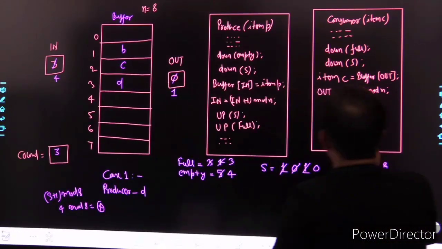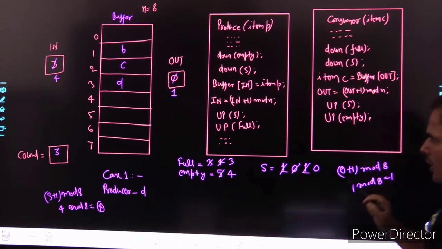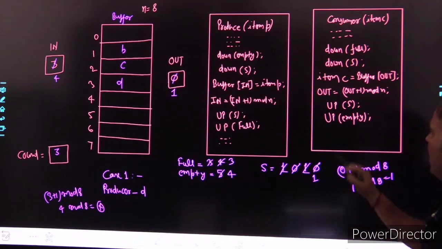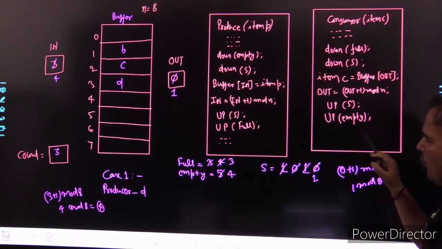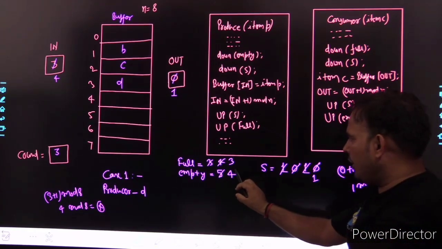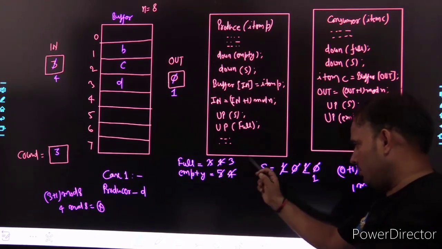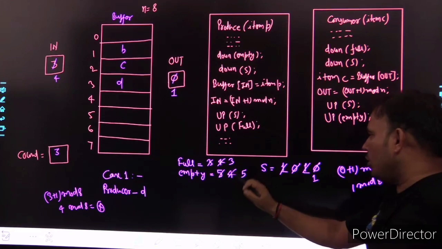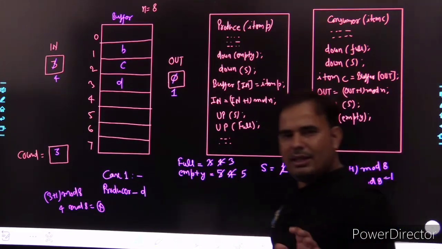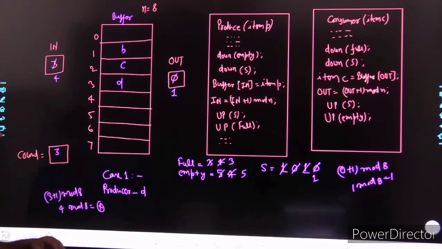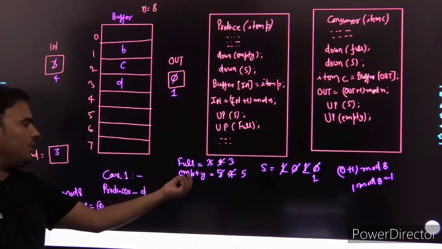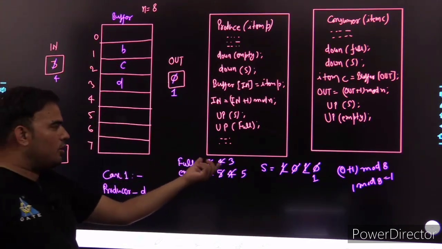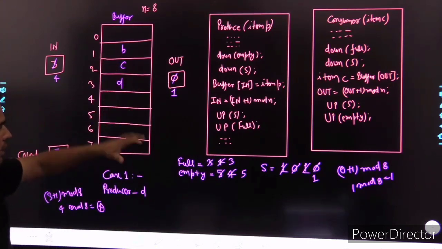Then, my dear friends, up of S. We need to up this S. Up of empty, we need to up this empty, so it will become 5. So clearly there is consistency. You can check from here. How many empty slots are in the buffer? 5. 1, 2, 3, 4, 5. And how many full slots are in the buffer? 1, 2, 3. Only 3.